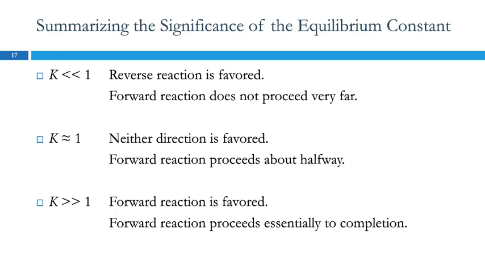So if K is very small, the reverse reaction is favored. If K is very big, the forward reaction is favored. And if K is approximately 1, then neither direction is really favored. The forward reaction just kind of goes about halfway. And that's about it.